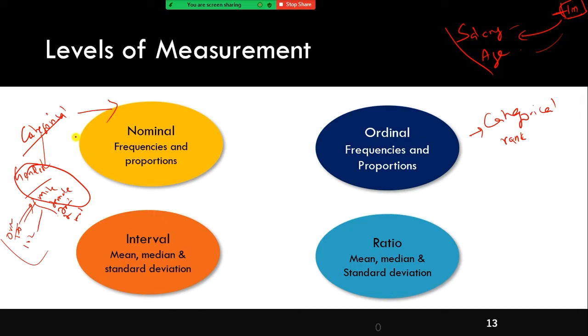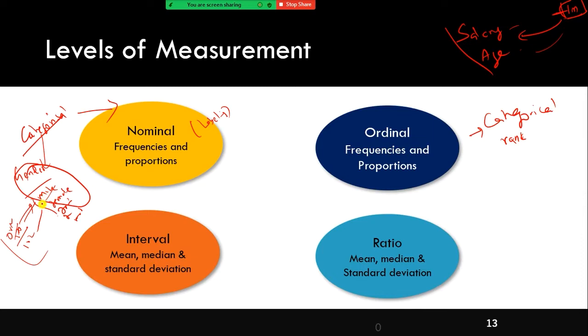Why do we call it a nominal type of variable? Because, in this case, we are just labeling the data. You just think that way. Nominal is kind of labeling the data. So for this order, we label them as male. We are labeling this data.